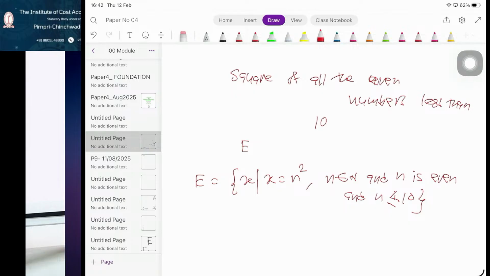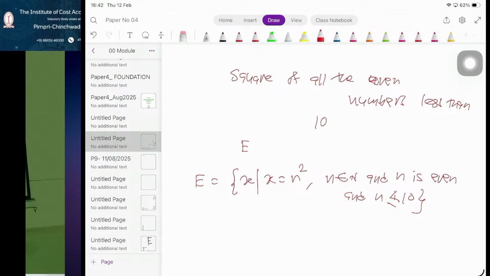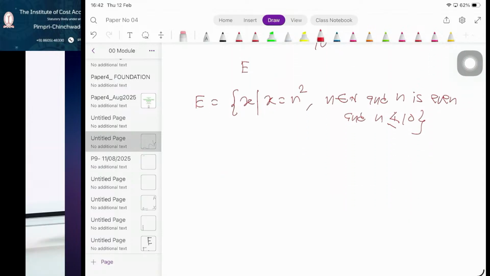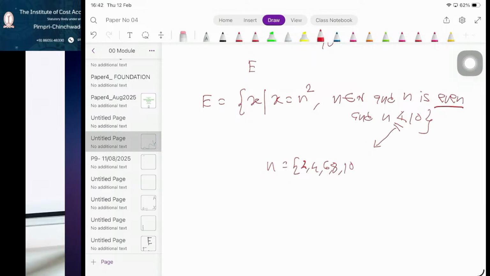The definition we wrote is the set builder and ruler method. First consider n is less than or equal to 10. Then what elements come in n, 1 to 10, but n should be even. So 1 will not come, 2 will come, 3 will not come, 4 will come, 5 will not come, 6 will come, 7 will not come, 8 will come, 9 will not come, and 10 less than or equal to 10. So n will be this value and the set elements will be E is equal to x, that is the member.